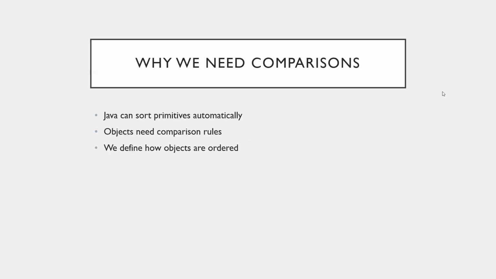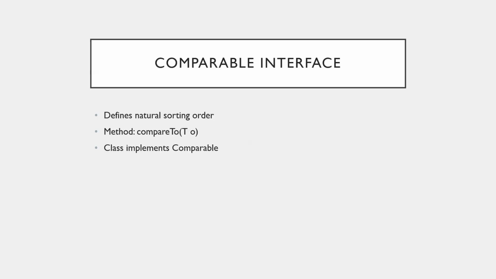Why do you need comparisons? Java can sort primitives automatically. However, objects need comparison rules. We define how objects are ordered. How do we do this? We have two different kinds of interfaces: the Comparable interface and the Comparator interface.